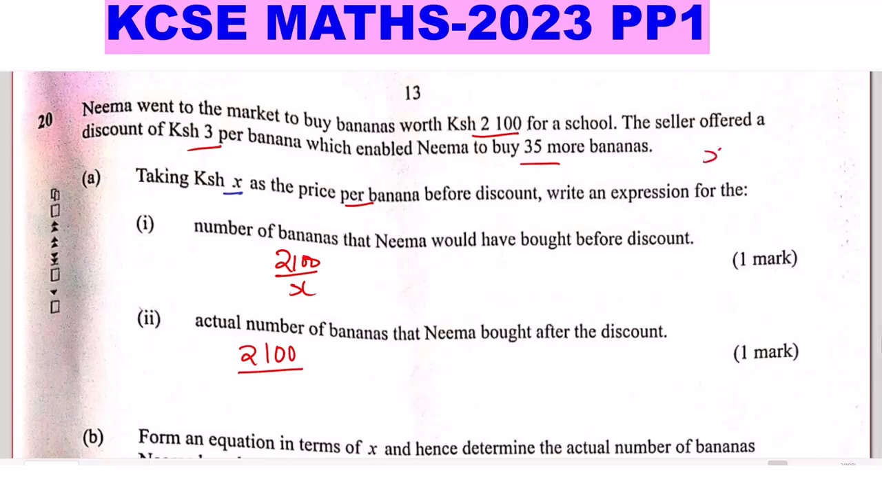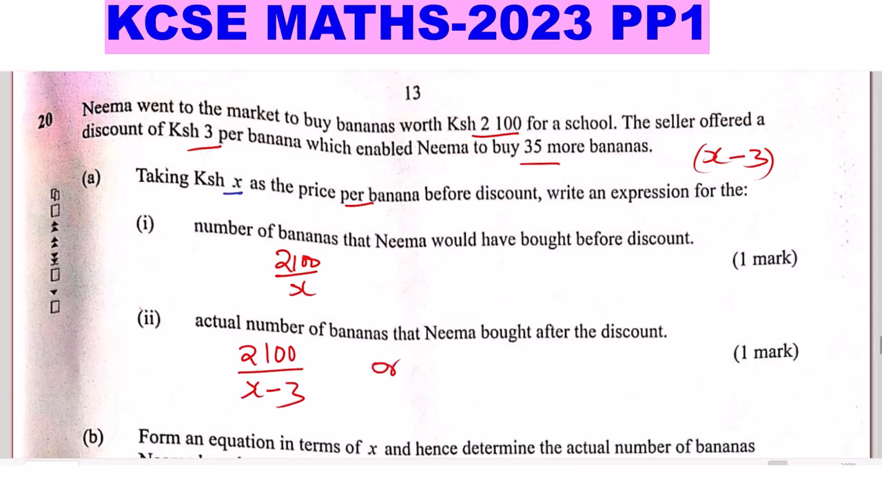The initial price per banana was X, but a discount was given. So if it's a discount, you subtract 3, discount of 3. So now this is the cost. So you have to divide by X minus 3. That now would represent the number of bananas after the discount. Or alternatively, you can do it like this.